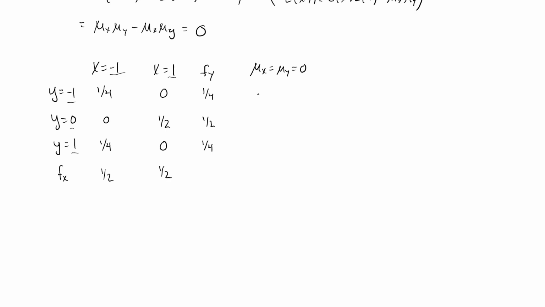So what's the covariance between X and Y? Well, go through all 6 cases, which will only be 3 because the PMF is 0 in 3 cases. For this case, it's minus 1 times minus 1 times 1/4. For this case, 1 times 0 times 1/2. And for the final case, minus 1 times 1 times 1/4, which comes out to be 0. So we have an example where the covariance is 0.